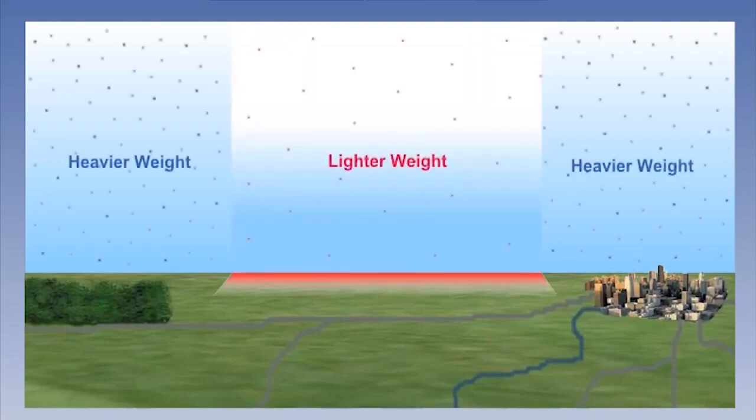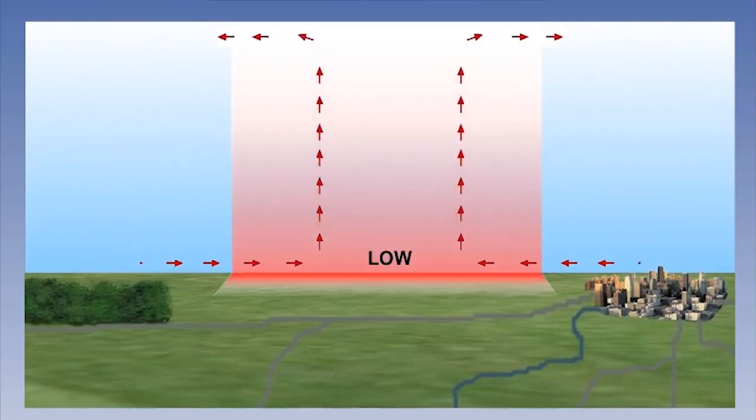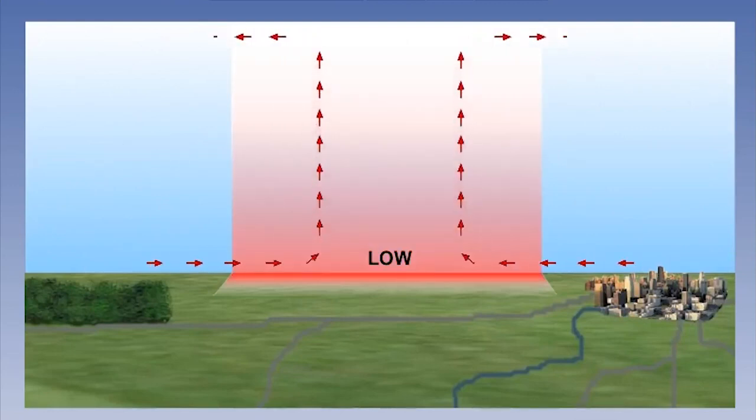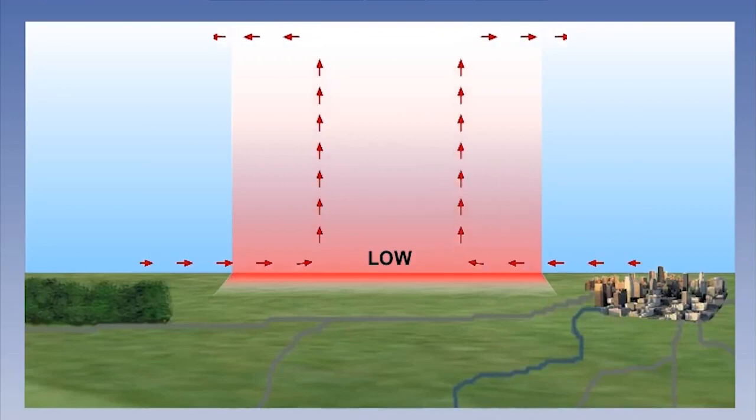The total weight of the column of air above that warm surface has been reduced because it is now comprised of much warmer, lighter, less dense air than the surrounding cooler areas. The result of this is a reduced pressure at the surface. If the surface pressure drops, then the air will naturally be drawn towards the centre of the depression.